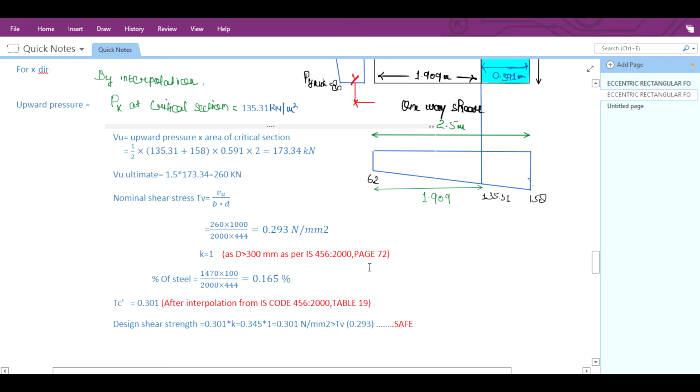As per IS code 456, on page number 72 it is mentioned, so you have to take according to that. Our depth is more than 300, so we will take the K value directly as 1.